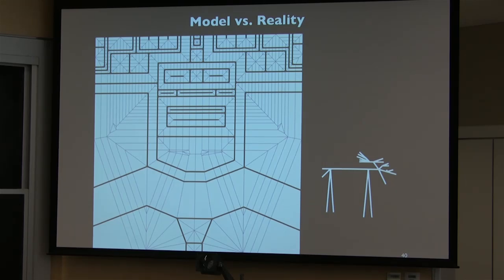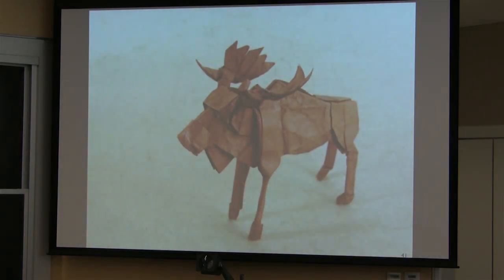Can anyone think of what this might be? Maybe a four-legged animal with antlers, like a moose. This is a model I designed, I think, my freshman year as an undergrad. What happens when you have the squares inside the squares?